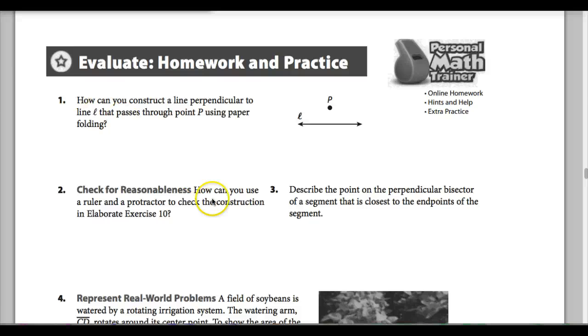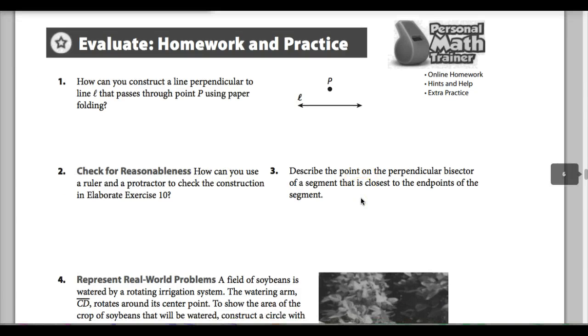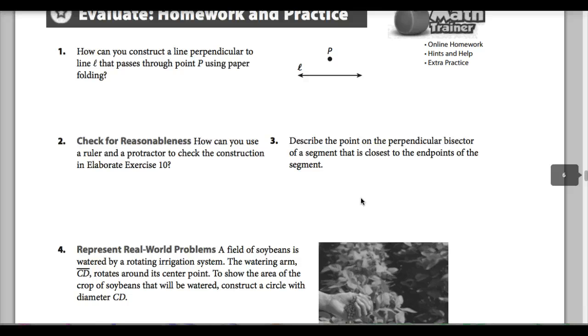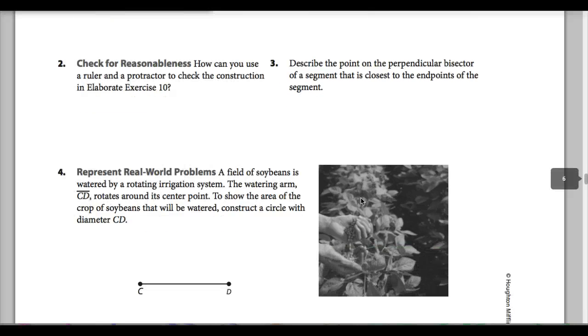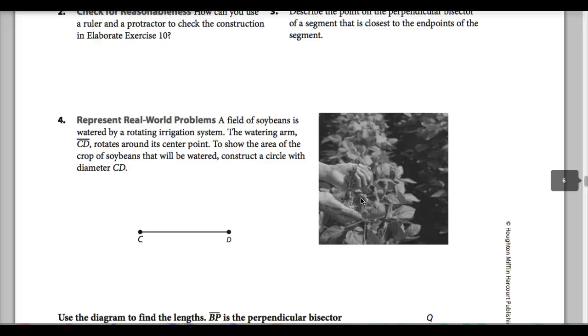So after much technical difficulty, there you go. I got the paper online version. So let's see. Here's the evaluate section.